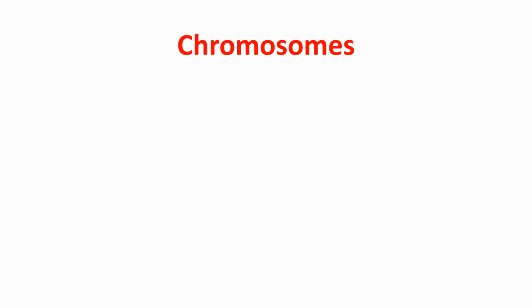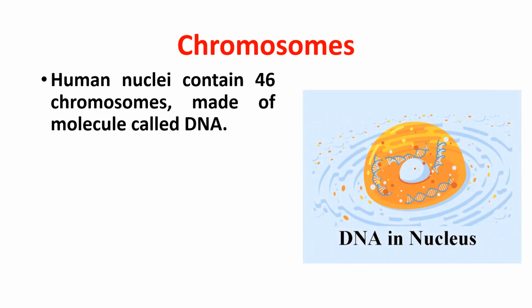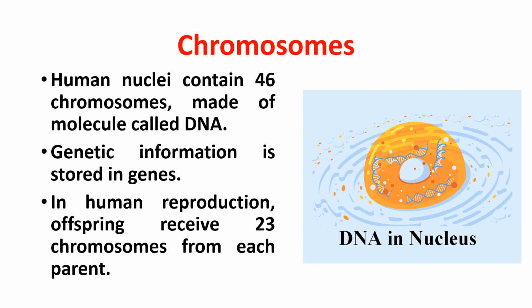Chromosomes. Human nuclei contain 46 chromosomes made of a molecule called DNA. Genetic information is stored in genes. In human reproduction, offspring receives 23 chromosomes from each parent.